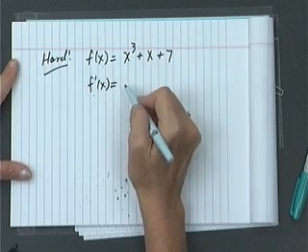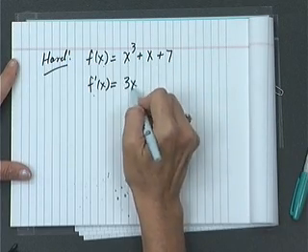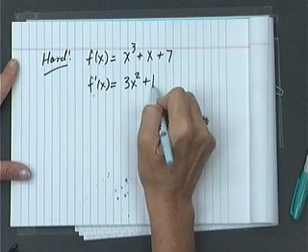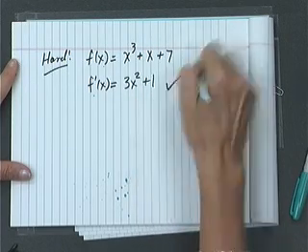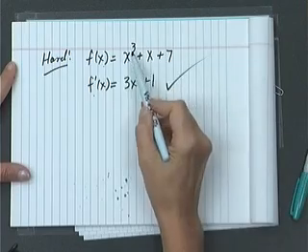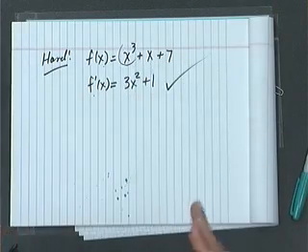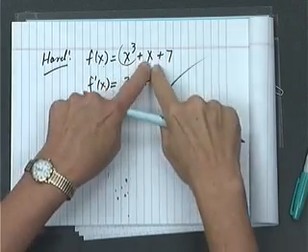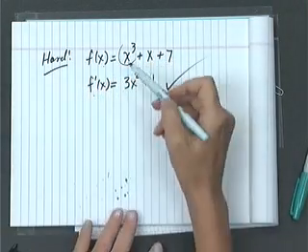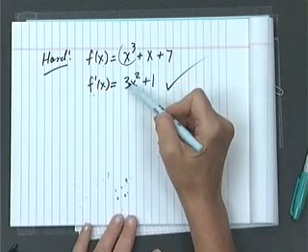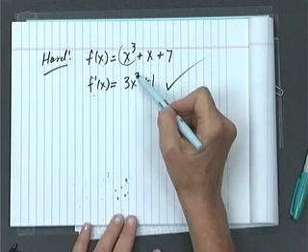Okay. Somebody impress me. What is it? 3x squared plus 1. How many got 3x squared plus 1? Very good. You just take the derivative term by term. These are added together, so it's like adding 3 different functions. The derivative of x cubed is 3x squared.